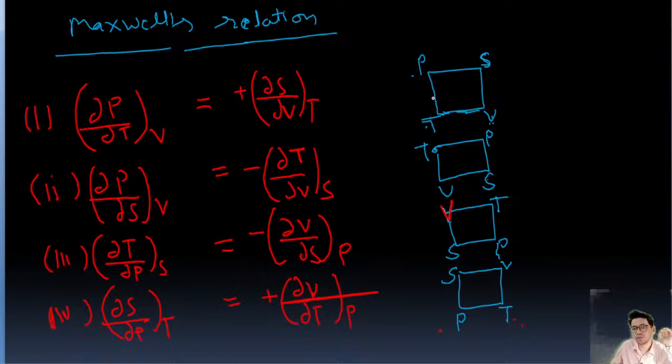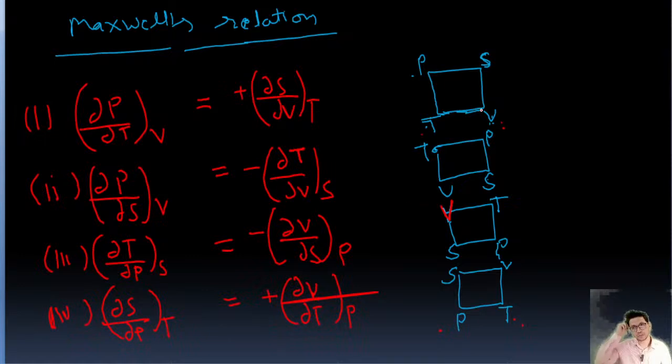You just need to note down this box, PSTV, in this order. Then change the position one forward. The P position is here; one forward means this P position will go here, then S position here. Again the P position goes forward, and so on. Then del P upon del T at constant V, and down one, del S over del V at constant T.